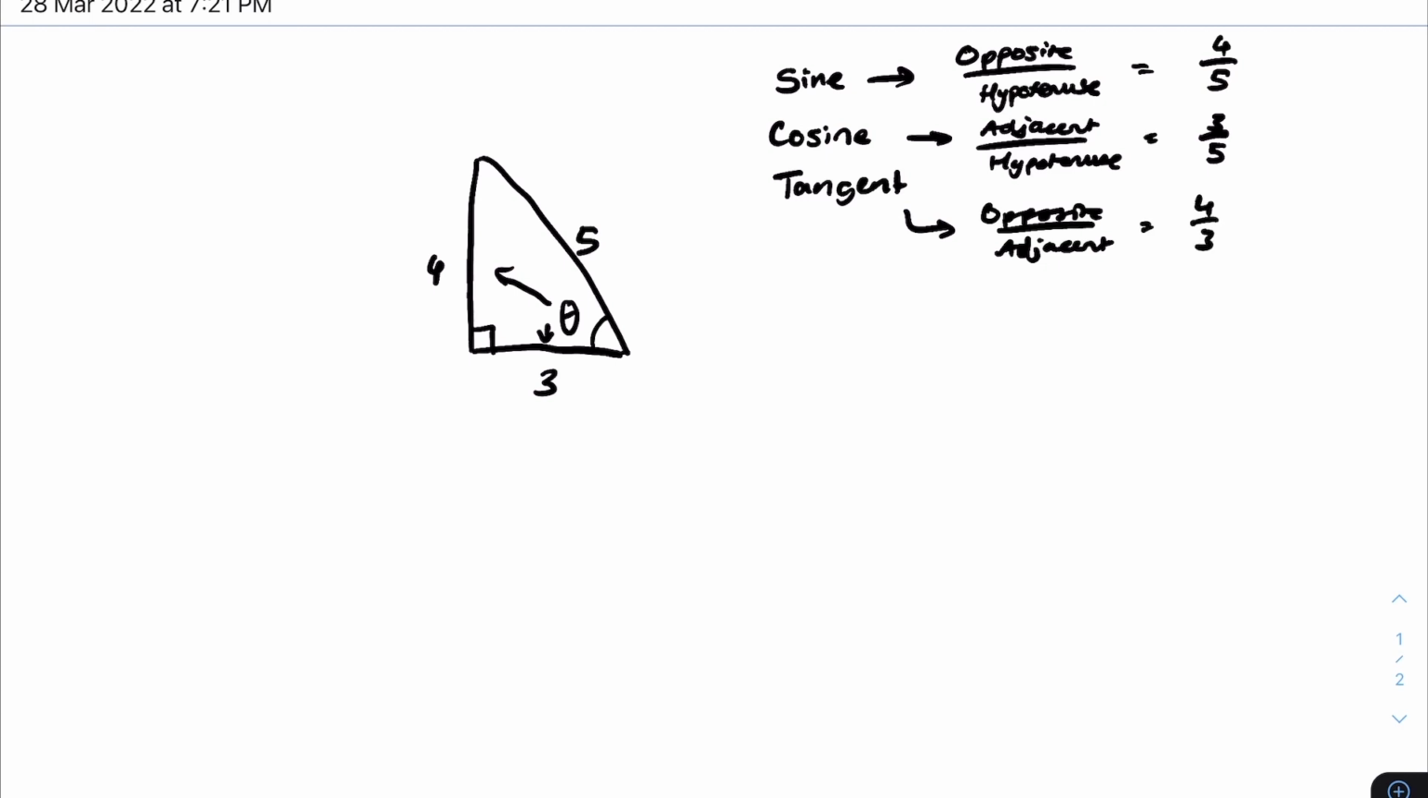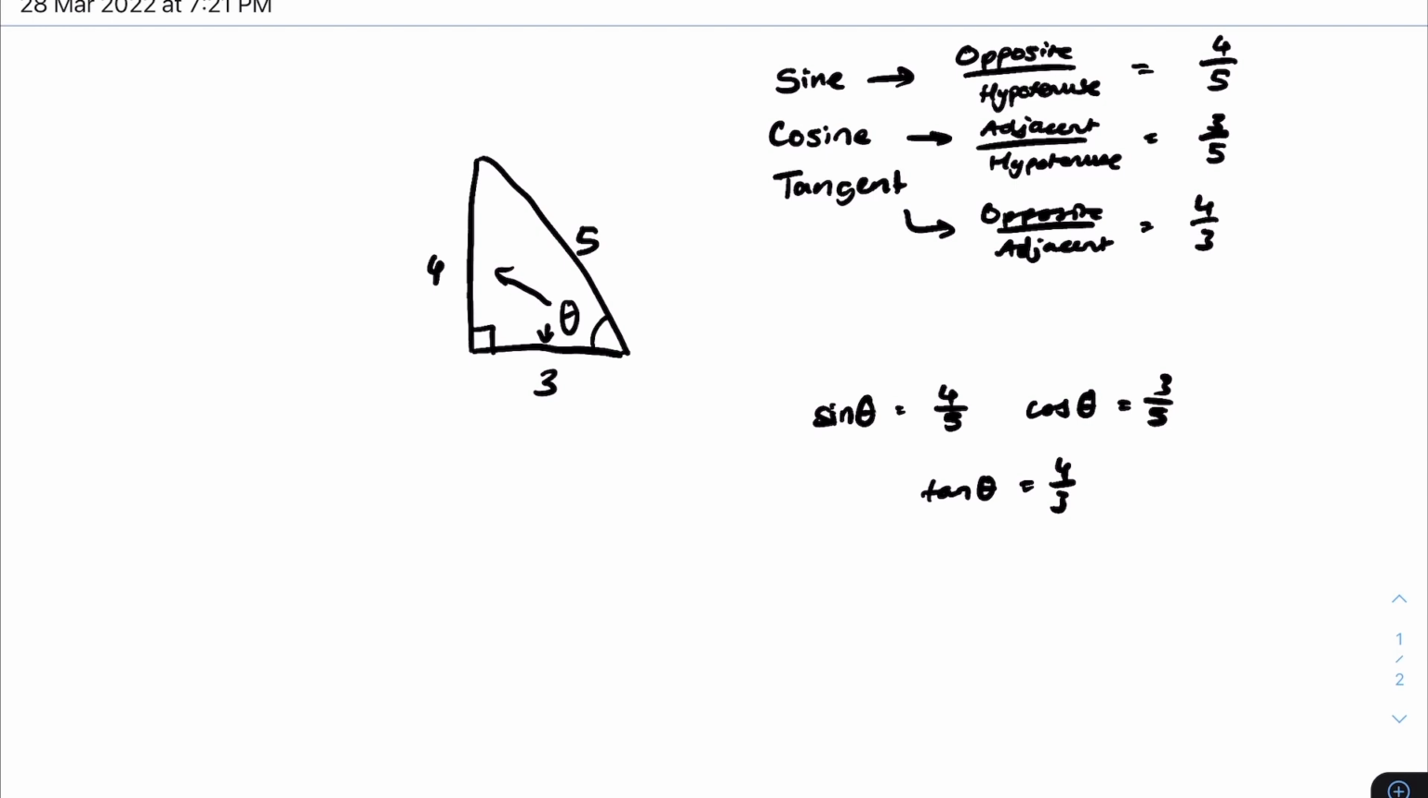Now we don't actually know what theta is right now. Theta has a value that we don't know. We can express this as sine theta is equal to 4 over 5, and cos theta is equal to 3 over 5, and tan theta is equal to 4 over 3. There is a specific value of theta that can be generated based on this. And we can actually find this out by using the inverse function.